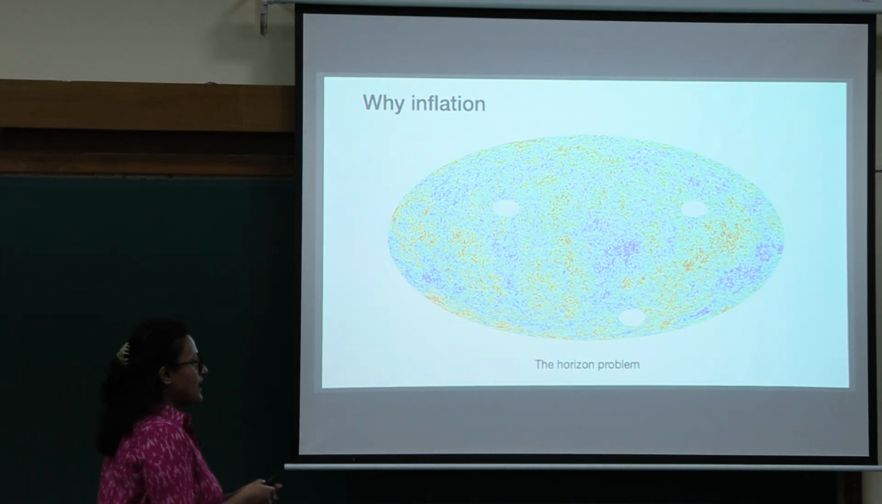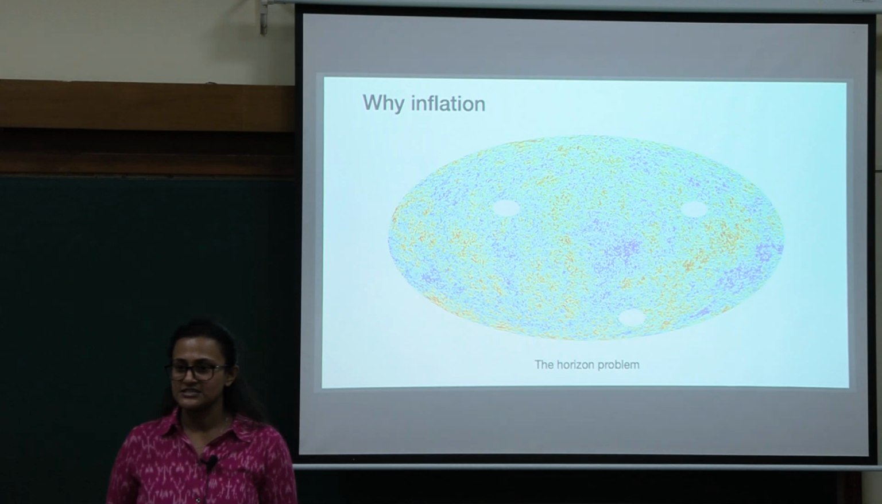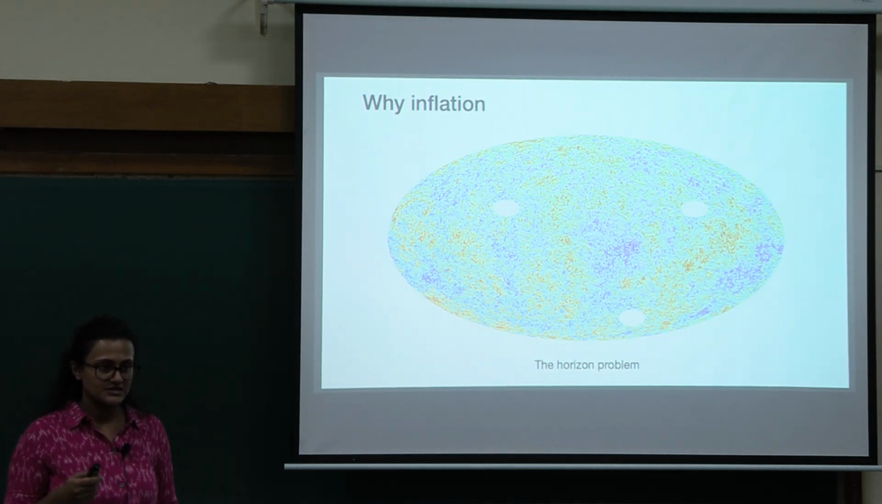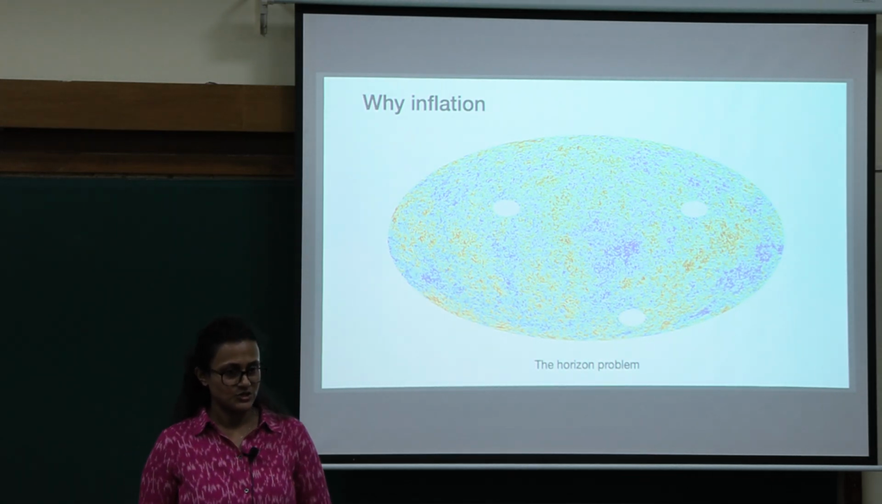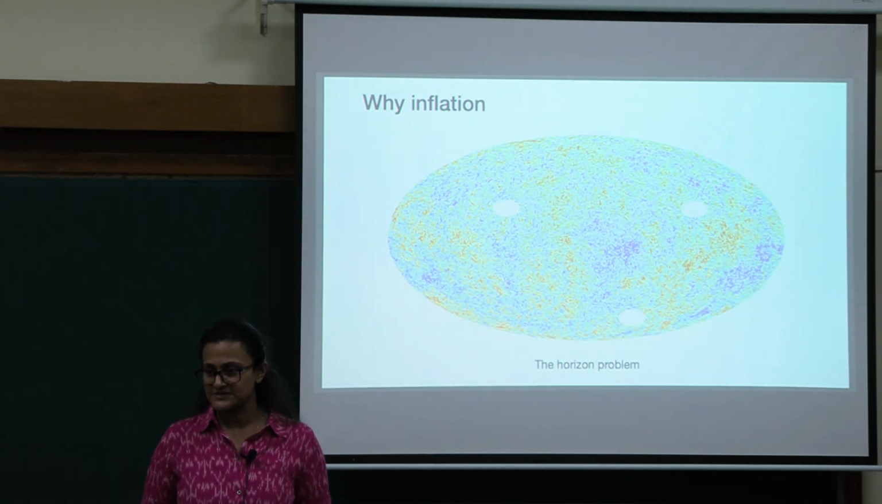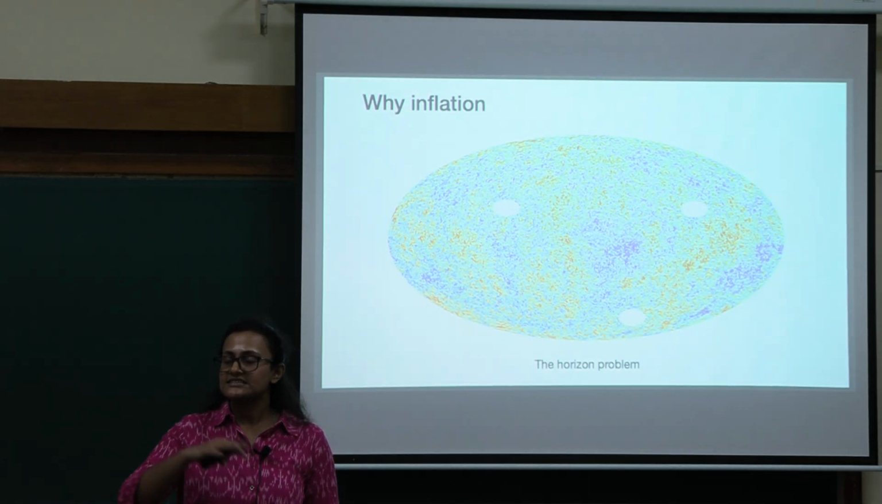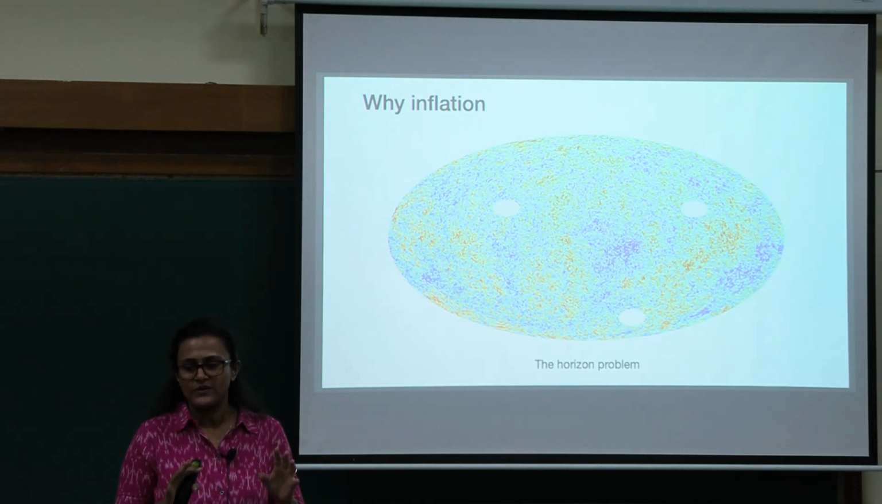Okay, so now I will be talking about inflation, right? So I better motivate why we need inflation in the first place. Inflation is an era of accelerated expansion in the early universe. Now why do we need it? Because we know there is the lambda CDM model of cosmology, the standard model of cosmology, which has 6 parameters, and using those 6 parameters, it can explain the observations quite well. It can fit the data more or less well, right?